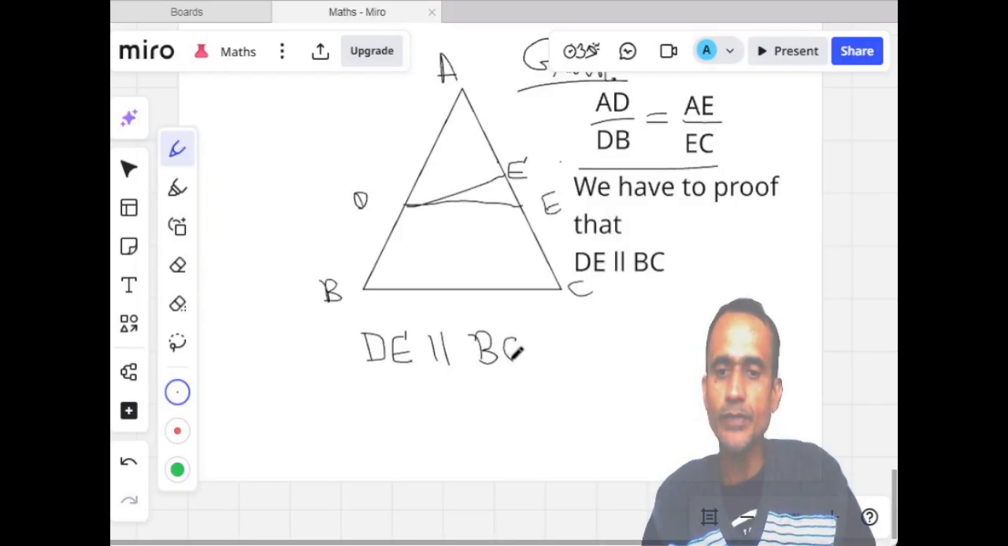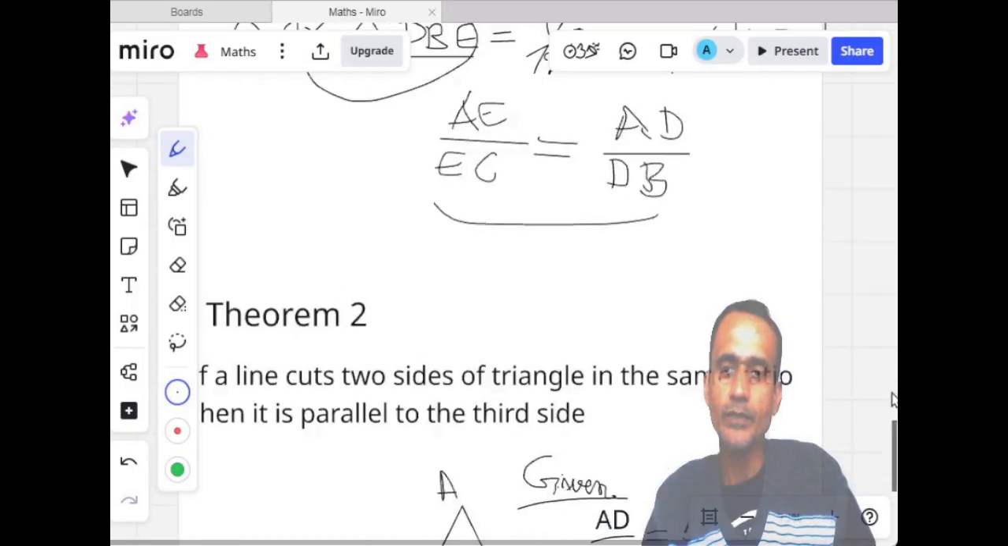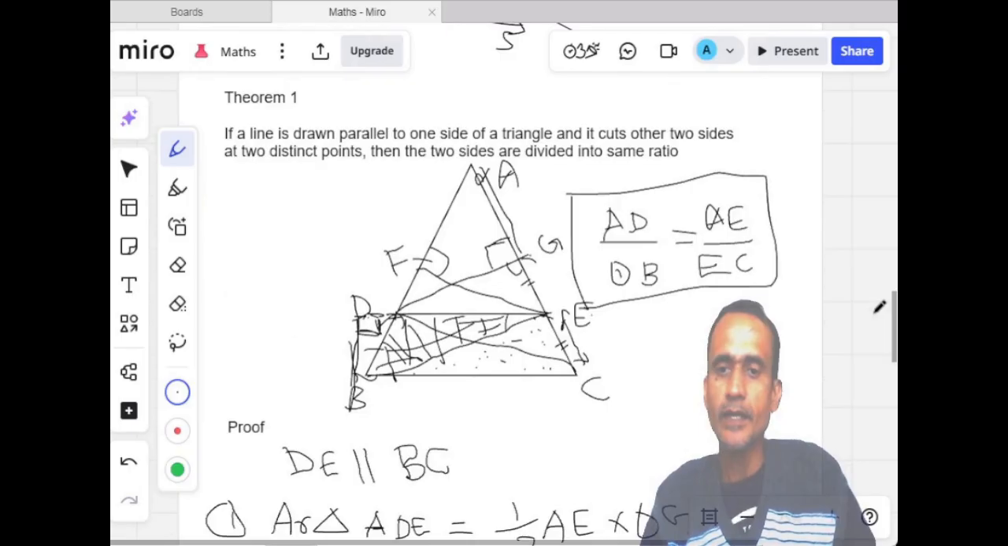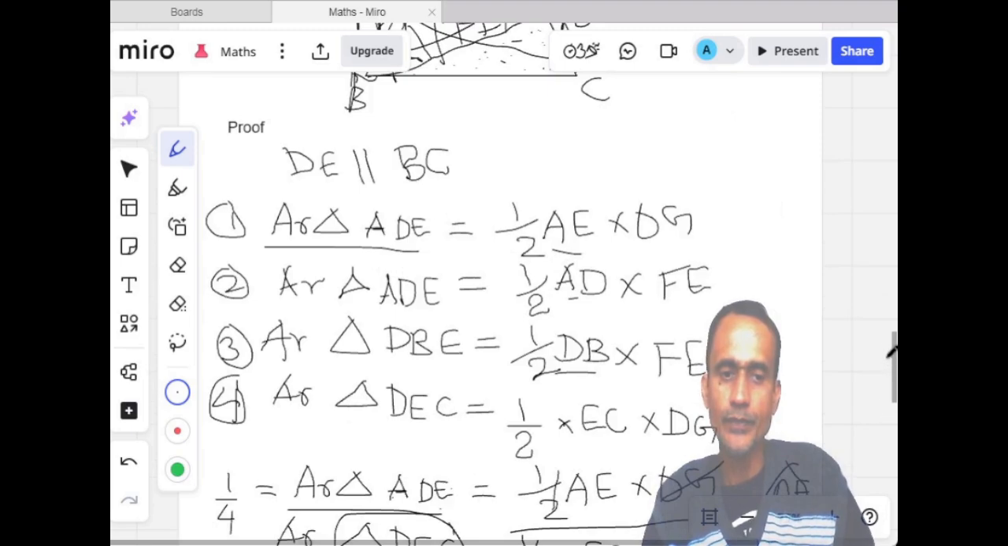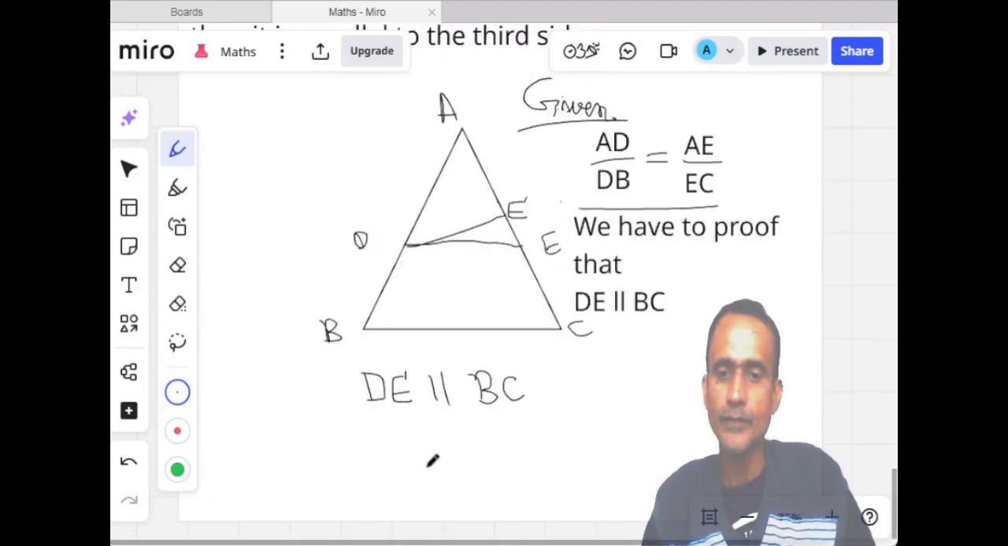But by the previous theorem, we know that if a line is drawn parallel to one side of a triangle and it cuts the other two sides at two distinct points, then the two sides are divided in the same ratio. So here we are given DE dash is parallel to BC, and it is of course dividing triangle ABC at two distinct points D and E dash. Then these two points divide the two sides in the same ratio. This is what the first theorem says.